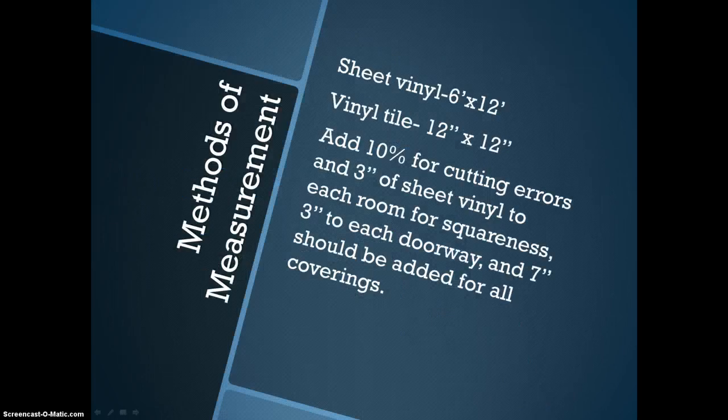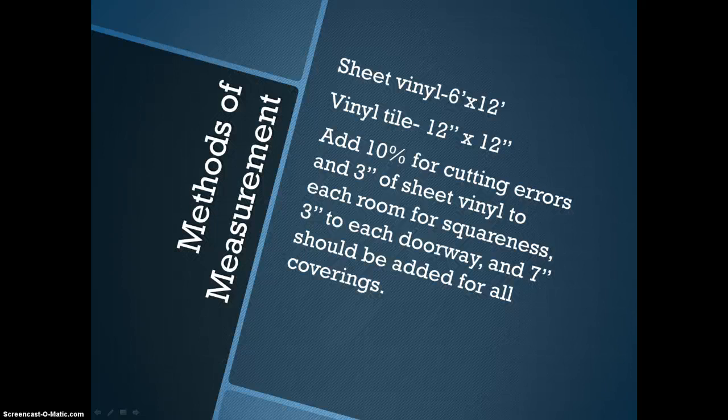Okay, so the first thing that we're going to talk about are methods of measurement. Sheet vinyl comes in rolls that are usually 6 foot and 12 foot wide. It is measured and sold by the square yard, whereas vinyl tile is cut in thin 12-inch by 12-inch tiles, and this is measured by the square foot.